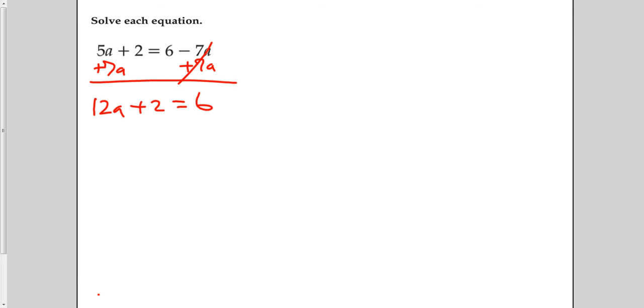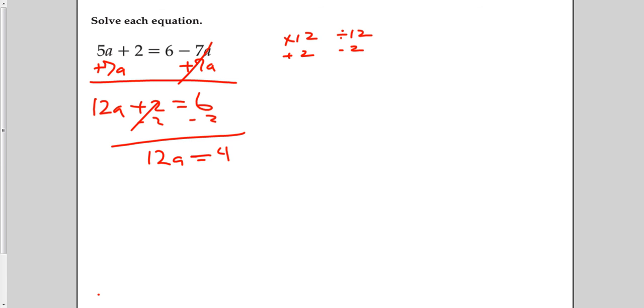Now what's happening to a? A is being multiplied by 12, and then we're adding 2. So then we're going to subtract 2 and then divide by 12. So I'm going to subtract 2 and then have 12a is equal to 4. And then when I divide by 12, I get a is equal to 4 over 12.